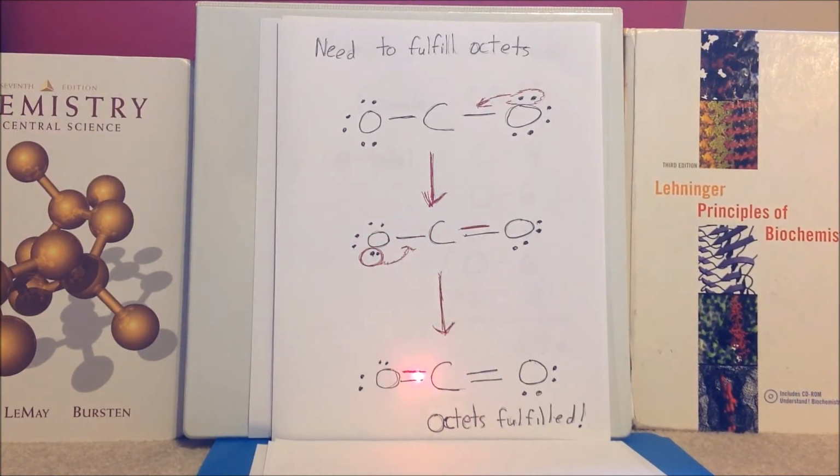And that's what I did down here. 2, 4, 6, 8 around carbon, 2, 4, 5, 6, 7, 8 around the oxygen. My octets are fulfilled. I have successfully created the structure for carbon dioxide.